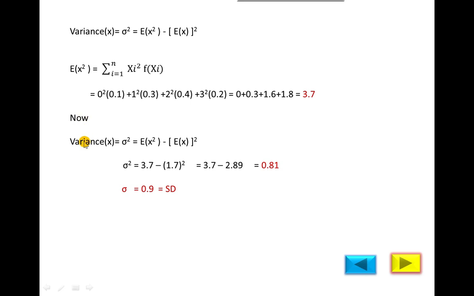Now substitute in the formula: E(x square) 3.7 minus E(x), which you have already calculated as 1.7, whole square. Simplify this: 2.89 subtracted from 3.7 gives 0.81, this is the variance. The standard deviation will be the square root of 0.81, which is 0.9. So this is the standard deviation of the given probability distribution table.